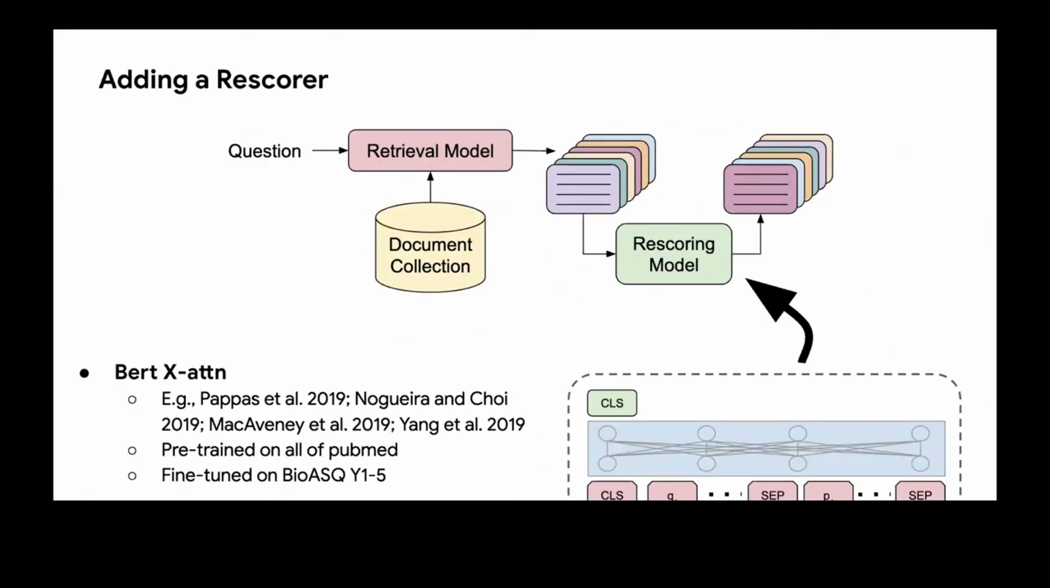If we want to add a reranking score, we tried that out as well just to see how things work out. We just used a basic off-the-shelf BERT cross-attention score. We trained it in the same way as Pappas et al. from BioASQ last year, and it's almost identical to the model that they used.